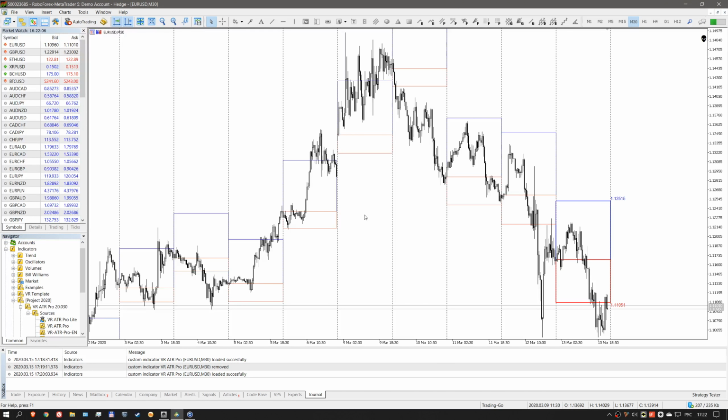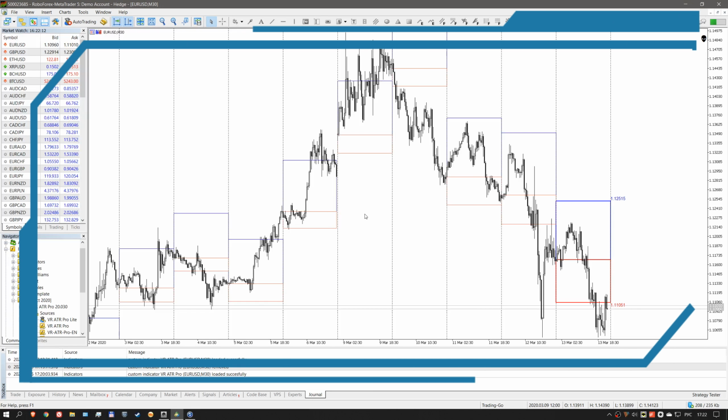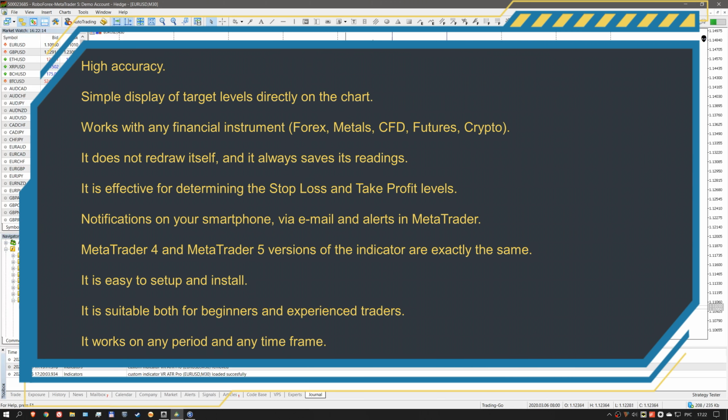So, some conclusions about the indicator. It has a very high accuracy. It is very easy to understand the information displayed on the chart. The indicator works on any instruments, cryptocurrencies, Forex, metals, futures, and CFDs. The indicator settings allow you to calculate levels for any periods and time frames, as well as see these levels for any periods and time frames.